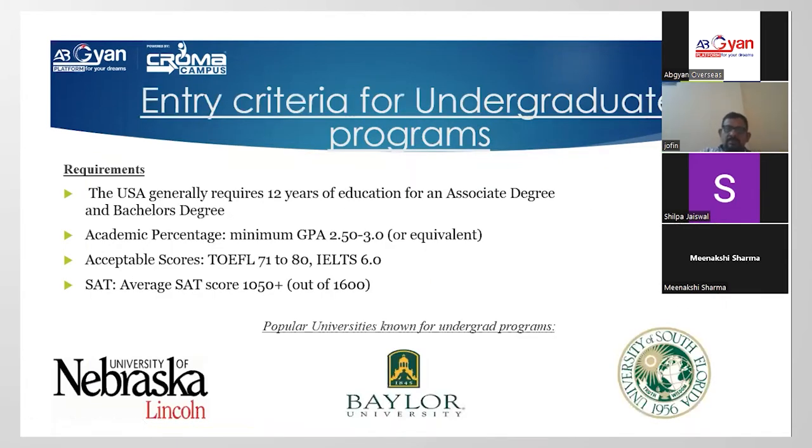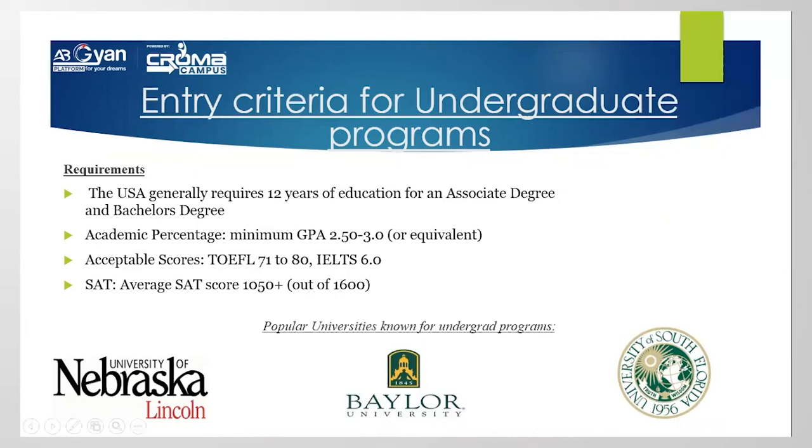Now, the entry criteria for the undergraduate programs. If you are planning for any degree, associate or bachelor's, you need to have 12 years of education, meaning post-secondary education. If you ask about the minimum education criteria, like minimum GPA, as per the US standard, you need a GPA of 2.5 or 3. And as per the Indian standard, you need to score at least 55 to 60% to get into a good university or college of the USA.